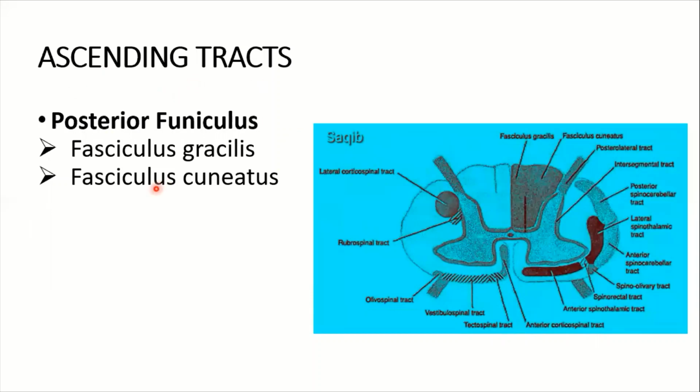First of all, we'll discuss the ascending tracts, their names and their layout, where they are lying. Starting with the ascending tracts contained in the posterior funiculus: this is the posterior funiculus, and it contains two tracts, the fasciculus gracilis and the fasciculus cuneatus. This is the fasciculus gracilis, and this is the fasciculus cuneatus. Medially is the fasciculus gracilis, and laterally is the fasciculus cuneatus.